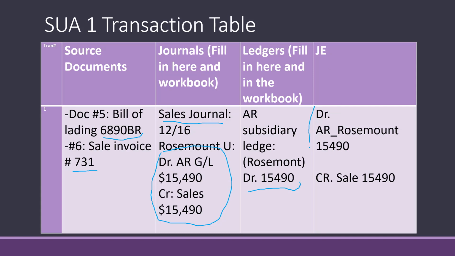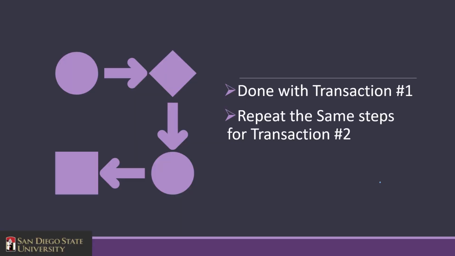These journal entries will not show up in the workbook because you already recorded them in the sales journal. So the journal entry would be a debit to accounts receivable for Rosemount, this amount, and a credit to sales for the same amount. And now for this transaction, we are done. So we are done with transaction number 1, and you repeat the same procedures for transaction number 2.